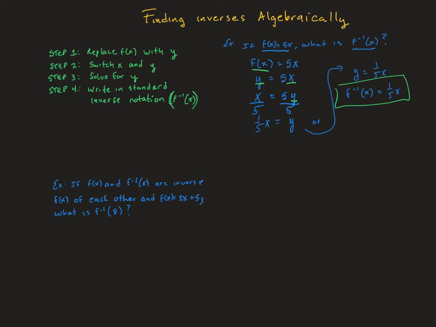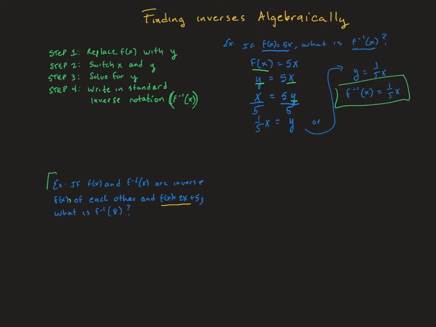We can go ahead and do this again. This next example says if f of x and the inverse function of x are inverse functions of each other, and f of x equals 2x plus 5, what is the inverse function of 8? So the first thing I need to do is take this function and go up to step 1, and replace f of x with y. Oh, it's already been done, so I don't have to worry about that.